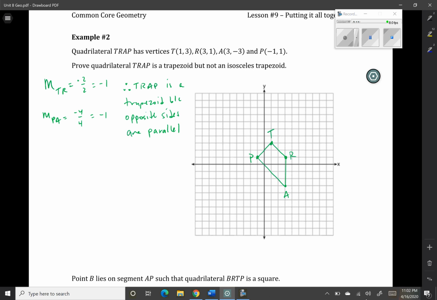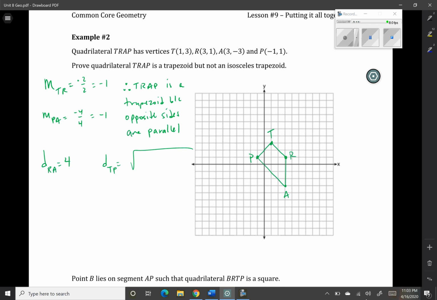Now, to prove that this is not isosceles, I have to show that TP is not the same length as RA. Now, they don't even look like they're the same length, but I have to show my work. Luckily, one of these distances is really easy to find. The distance of RA, since it's a vertical line, I could literally just count boxes. There's 4 boxes there, so that distance is 4. The distance of TP, well, I have to use the distance formula there because I have a diagonal line.